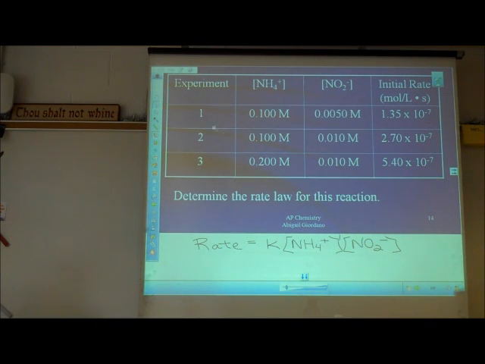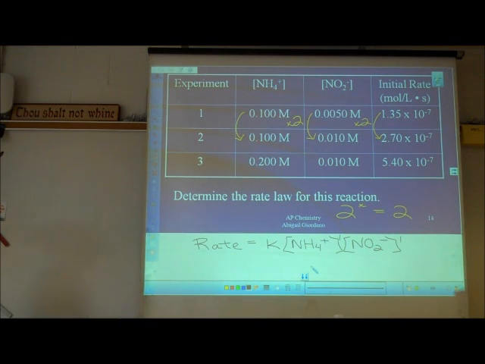Let's do the same thing for nitrite. What two experiments should I compare where nitrite changes but ammonium remains constant? 1 and 2. Okay, 1 and 2. Ammonium stays constant, it has to. What's happening here? It's being multiplied by 2. What about the speed, the rate? Also being multiplied by 2. 2 to what power equals 2? 1. This one also has an exponent of 1.